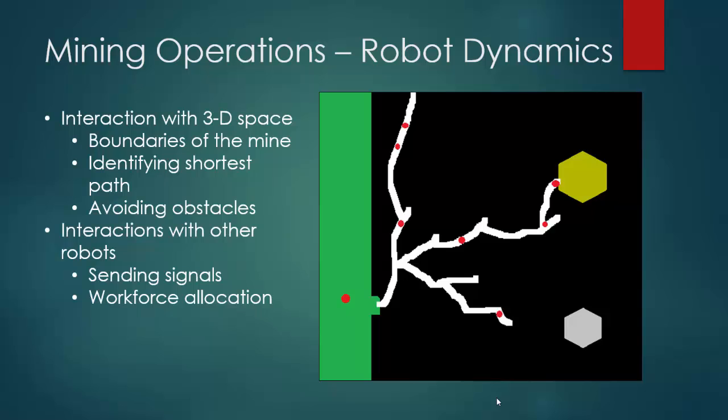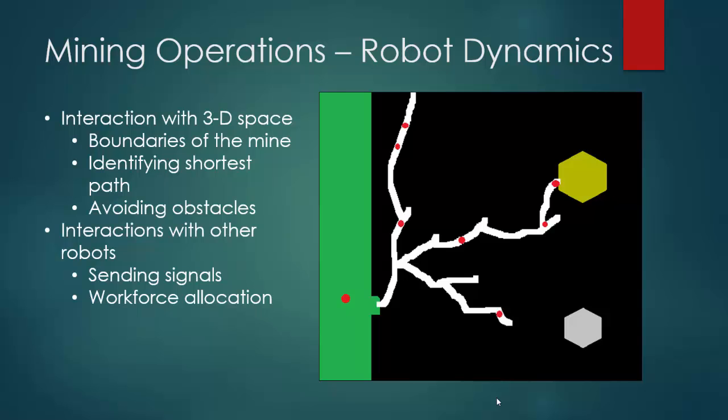With the mining operation as well, they will have to deal with the robot dynamics. This includes interaction with the 3D space that the robots are working in, and also the communication between the robots. With the interaction with the 3D space, we're thinking the robot will have to recognize the boundaries of the entire mine they're working in, and also identify the shortest paths to take from once they find the resources to returning home. They'll also have to go around and avoid obstacles. So the robot will have to recognize all of those things as they interact and go around to find those resources.